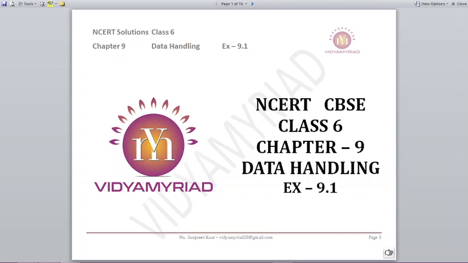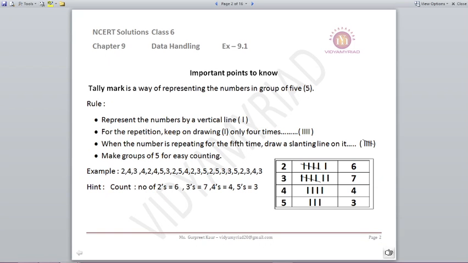This video is made for class 6 on chapter number 9, Data Handling, and today we are going to begin with exercise 9.1 from NCERT. Before we carry on with the exercise, let's understand what telemarks are and how we make telemarks according to the information given to us.